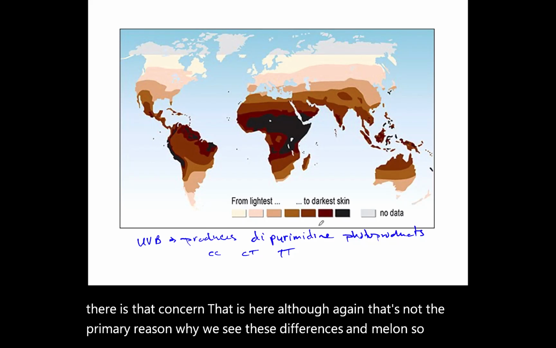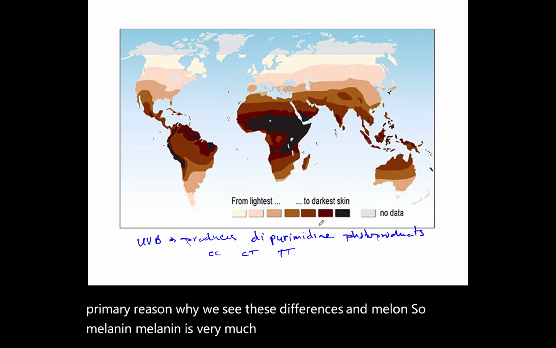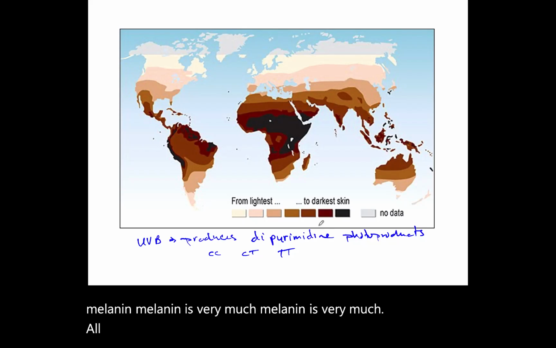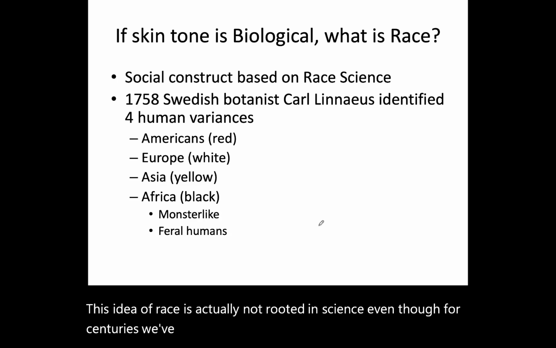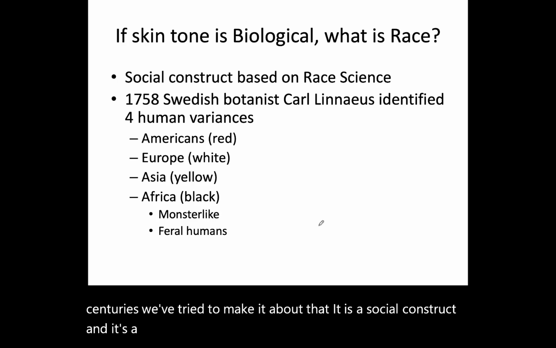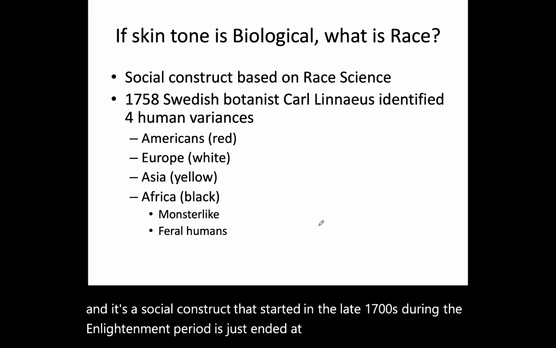Melanin is very much all about biological advantage. All right. And this idea of race is actually not rooted in science, even though for centuries we've tried to make it about that. It is a social construct. And it's a social construct that started in the late 1700s, when the Enlightenment period has just ended. Right? The Enlightenment period has just ended.